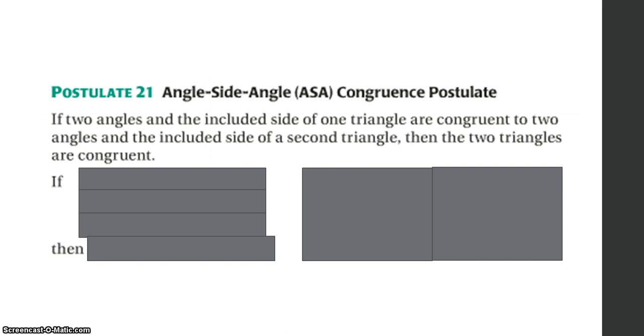Alright, so the first one we're talking about is angle side angle, and what this says is if we have two angles and the included side of one triangle congruent to two angles and the included side of a second triangle, then those two triangles are congruent.